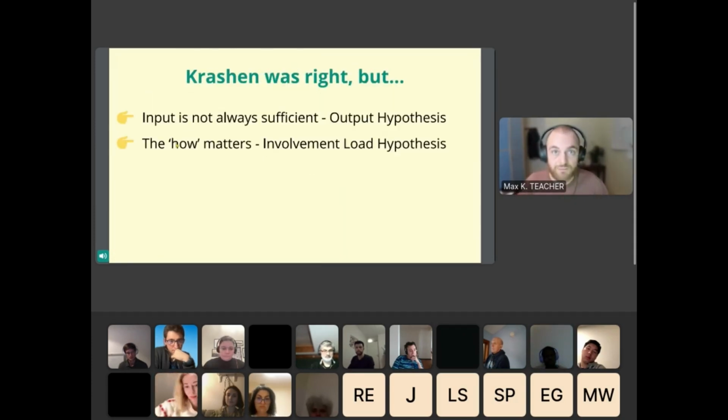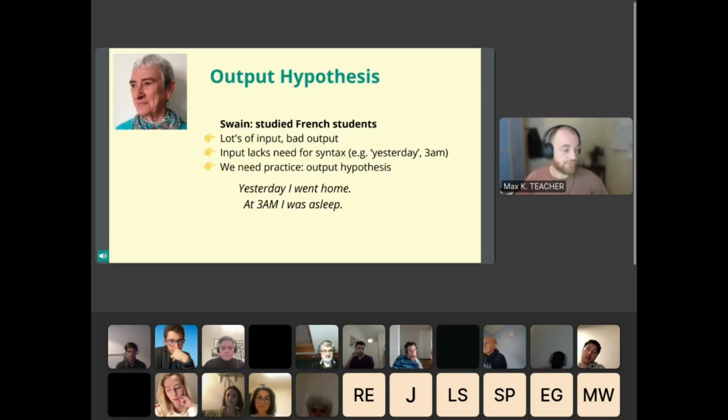But how you process comprehensible input is also important. So first, the output hypothesis. This linguist, Swain, studied French students, who were native English speakers but studied French. They were getting lots of comprehensible input, but their output was pretty bad, for some of them. And she therefore theorized that input lacks the need for syntax.